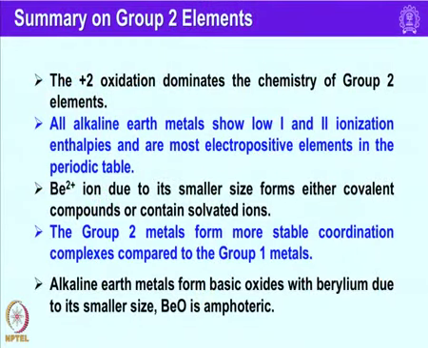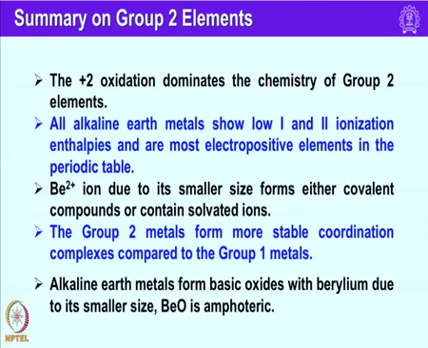So, let me summarize the salient features of the group 2 elements. In case of group 2 elements, the +2 oxidation state dominates the chemistry. All alkaline earth metals show very low first and second ionization enthalpies and are among the most electropositive elements in the periodic table. Beryllium 2 plus, due to its very small size, forms either covalent compounds or contains solvated ions. These features are not seen with the rest of the elements.